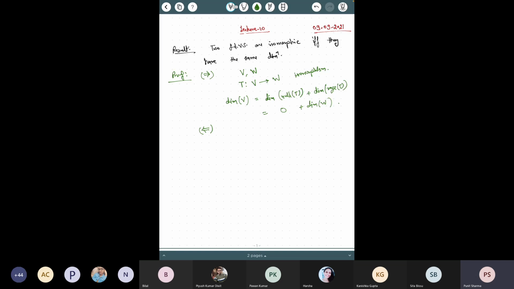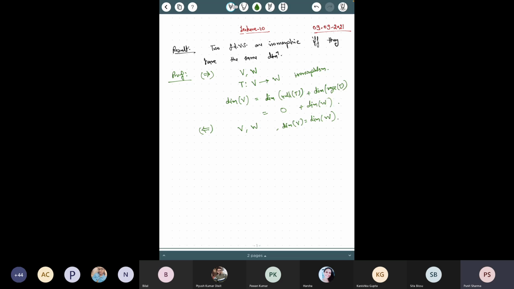Now the other direction. Suppose we have two vector spaces which have the same dimension. How do we show that they are isomorphic? It is given that we have two vector spaces V and W, and the dimension of V is equal to the dimension of W. Now you have to show that they are isomorphic. So that means you have to show that there is an isomorphism.